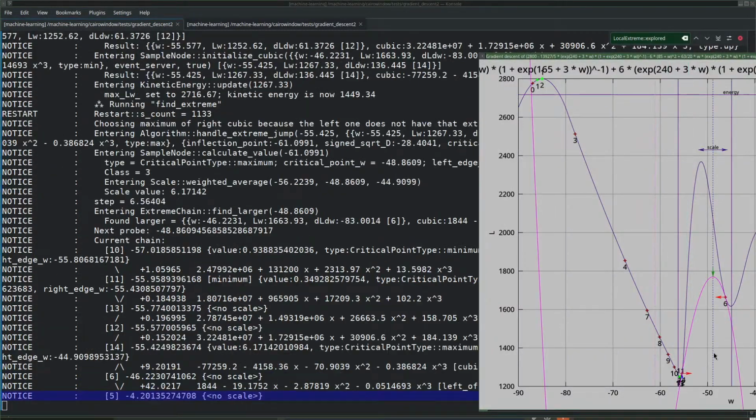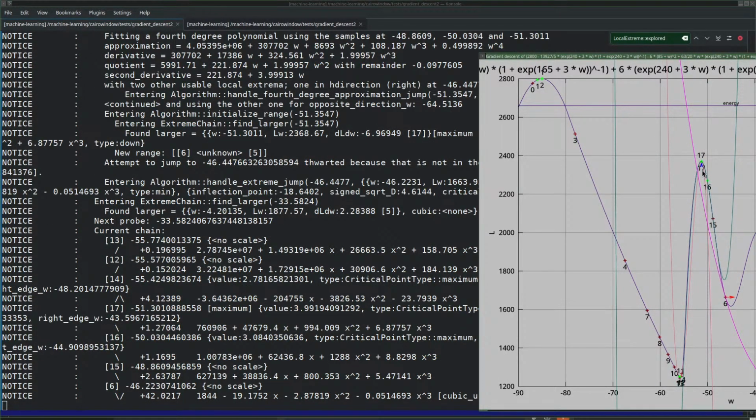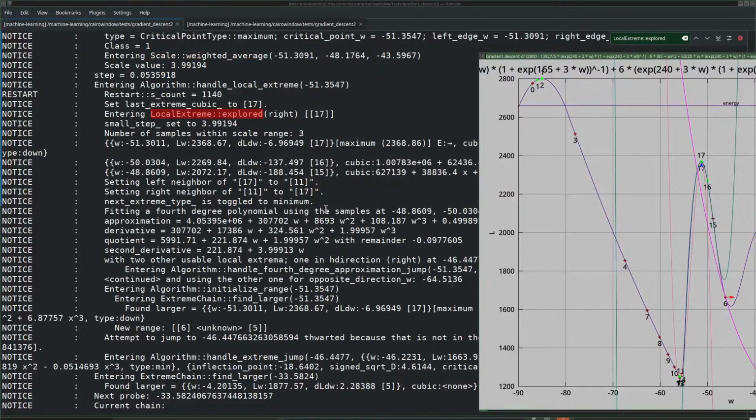And then if you continue and find this one, it should do something because then we saw this minimum and that one is adjacent. Explored right on 17. That's not correct. Should have said explored left.